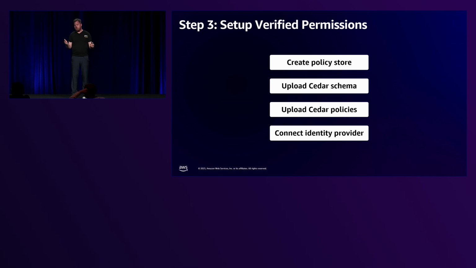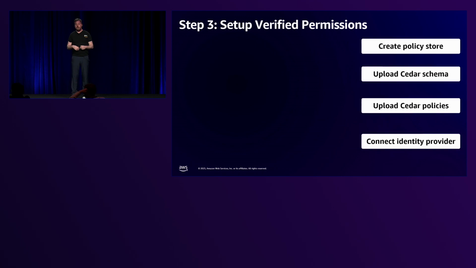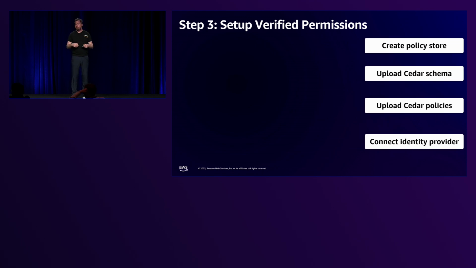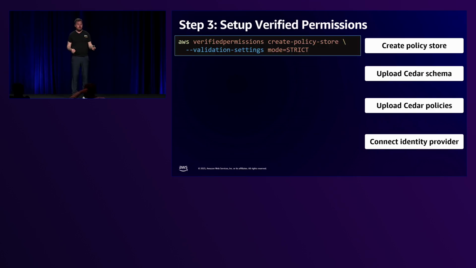And to recap, what we need to do in order to do that is, as Manuel said earlier, we need to create this container for our schema and policies. So we create a policy store, we upload the schema, we upload the Cedar policies, and we connect the identifier. So how do we do that? You have multiple options. We've spoken about that earlier. You have the console access. You might use infrastructure as code. In this example, we're just going to use the CLI.